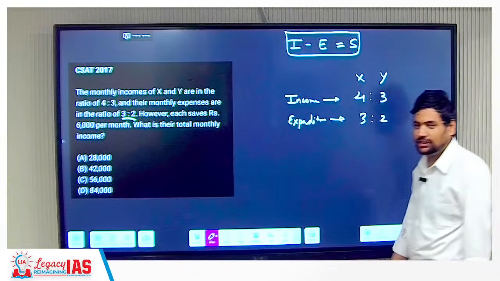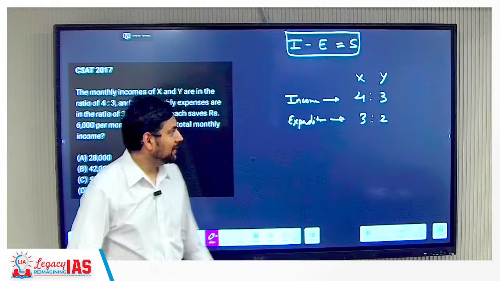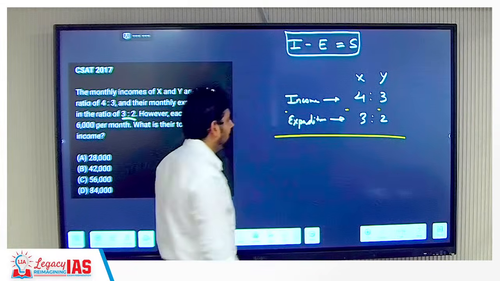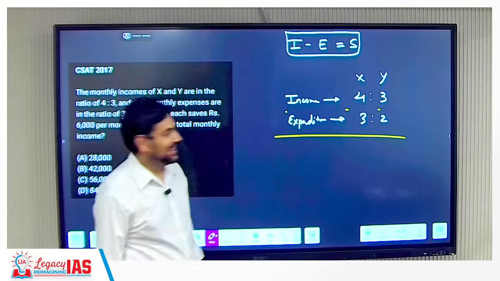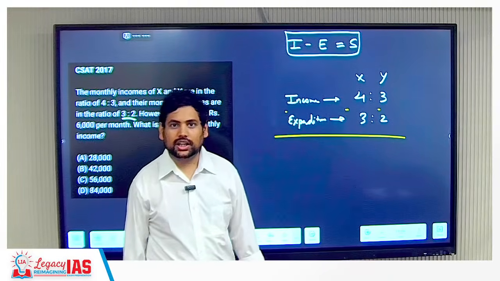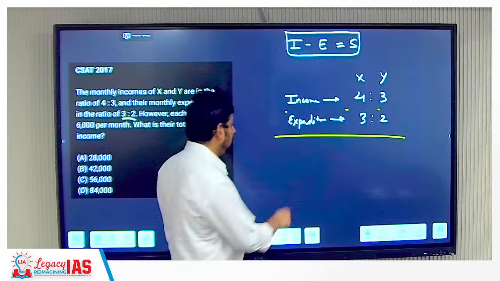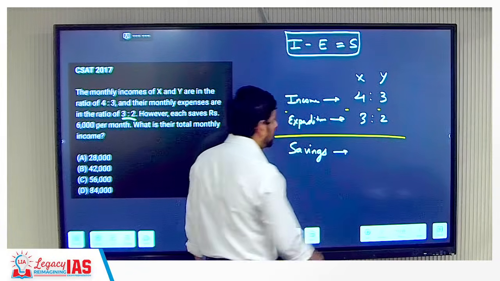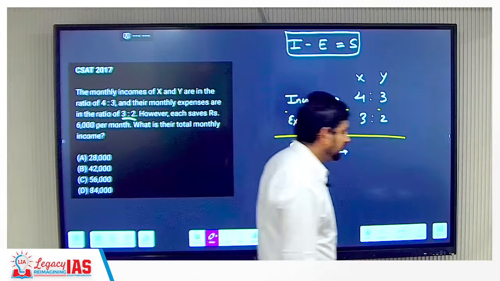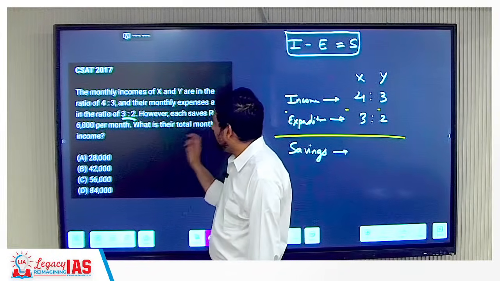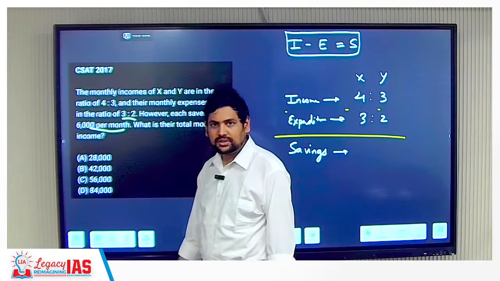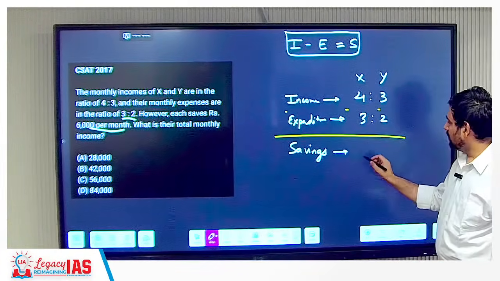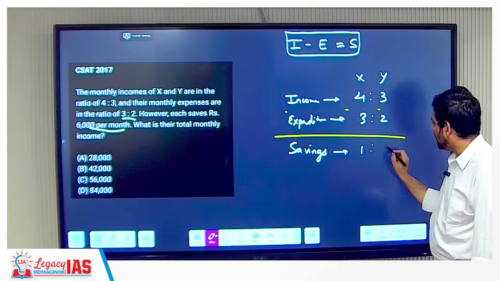Fine till here. Now, tell me one thing. If I subtract these two, what do I get? Income minus expenditure is what? Savings. Correct? Now, according to the question, each saves rupees 6,000 per month. So what is the difference between them in ratio points? This is 3 minus 2, 1 ratio point.